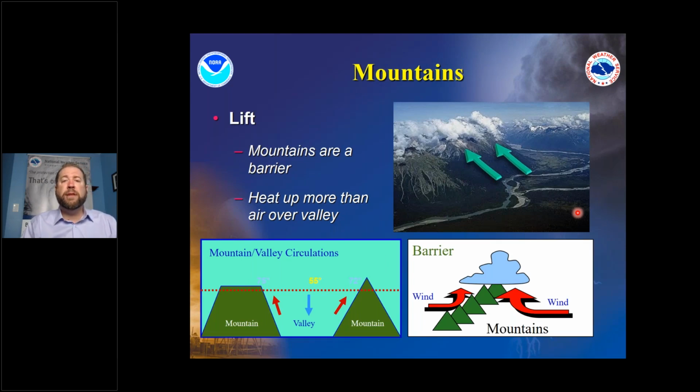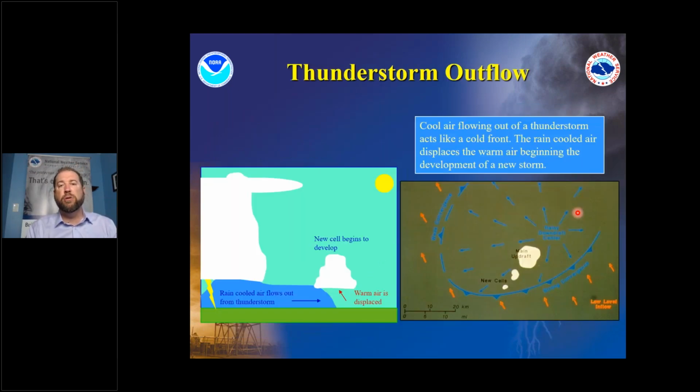Another type of lift we like to talk about in the Carolinas, especially the western part of the state, is mountains. As the air flows toward a natural barrier, it's forced to rise up, so that can create clouds and also thunderstorms and things like that.